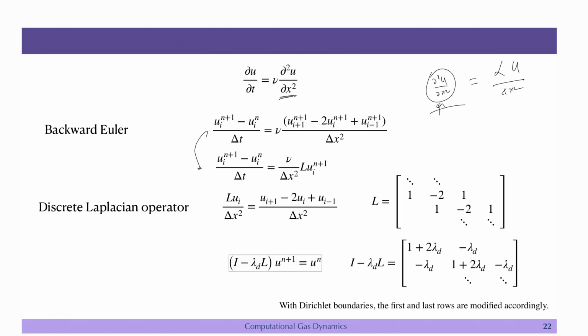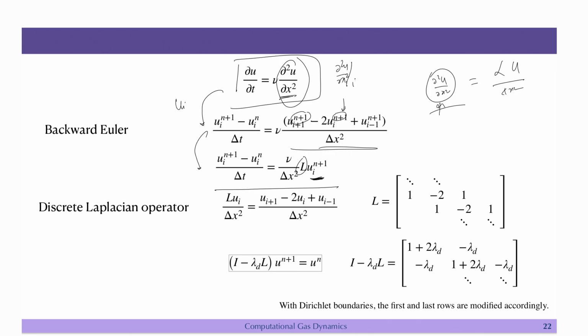So this entire thing is written like this, where L is the operator working on u_i at n+1, because ultimately you are going to get the derivative. When you write ∂²u/∂x² at i, you get this. This is u_i, but the time level is n+1. And how does this L operator look?